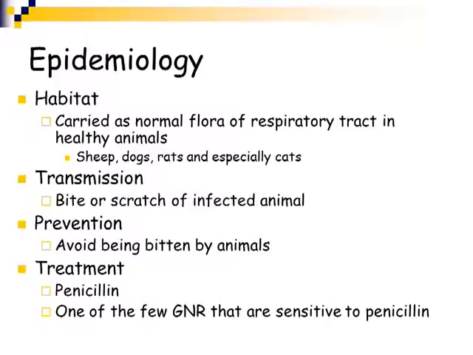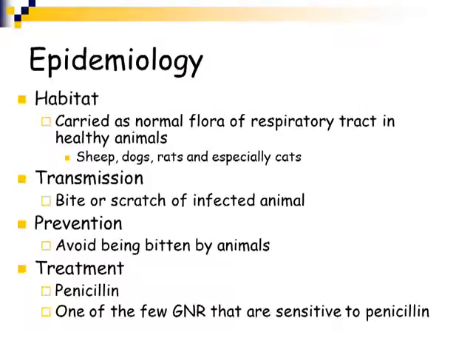So it's carried as normal flora in healthy animals, sheep, dogs, rats, and cats. Now, transmission is usually from the bite or scratch of an infected animal, and cats are the most notorious for causing Pasteurella multocida infection, but dogs can also.